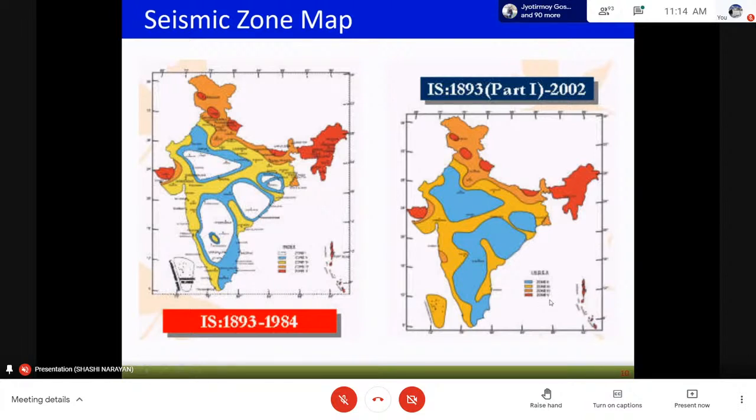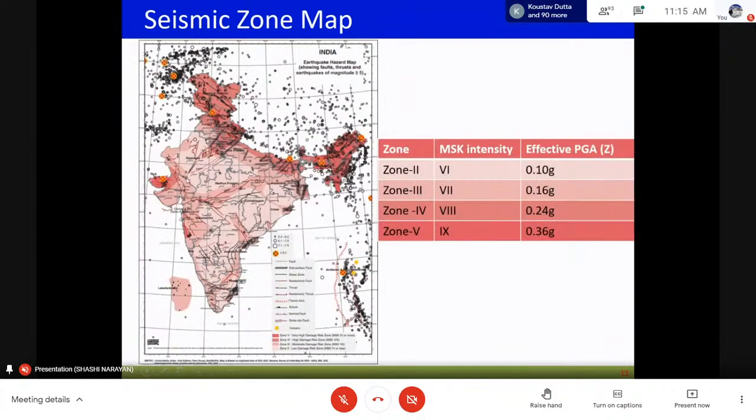And based on this zoning, we have PGA levels defined. In 2016, the earthquake code was revised, and based on that, this is the new earthquake zoning map. And based on each zoning map, there is an MSK intensity. This is not the same as the magnitude which we talk of, the Richter scale. What we talk of as magnitude 6, magnitude 6.1, that is on the Richter scale. We are here discussing the MSK intensity.